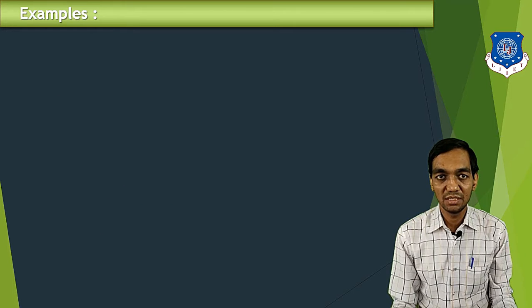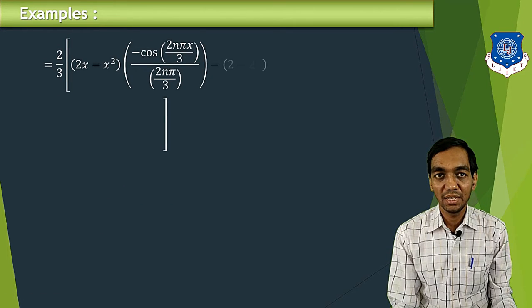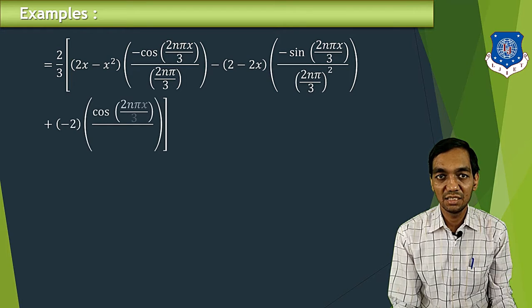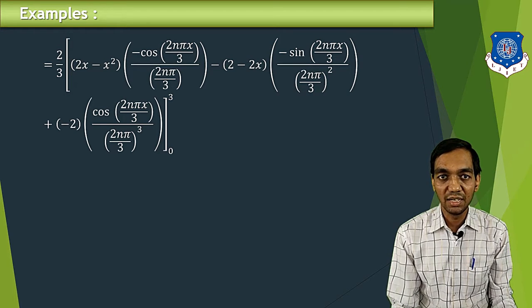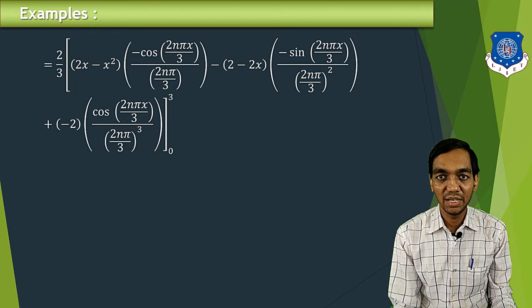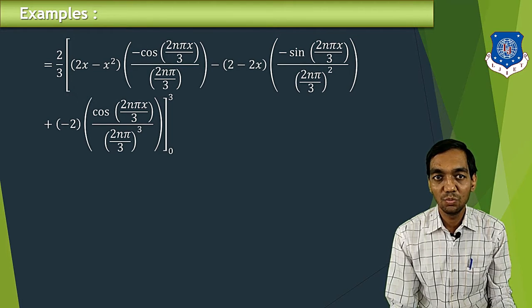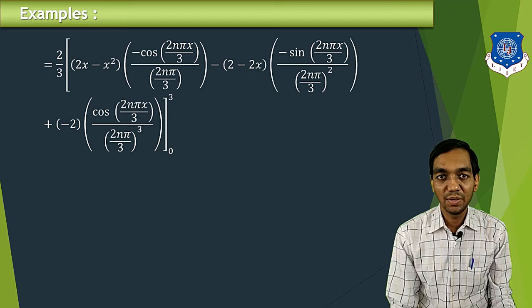Now use integration by parts, that will give you 2 by 3 into the bracket 2x minus x square. Sine has an integration minus cos, so minus cos 2n pi x by 3 divided by 2n pi by 3. Minus derivative of 2x minus x square, that will be 2 minus 2x, and minus cos has an integration minus sine 2n pi x upon 2n pi by 3 the whole square. Now again the derivative of this term is minus 2 and minus sine has an integration minus cos, so minus minus plus, that will give you plus cos 2n pi x by 3 divided by 2n pi by 3 the whole cube. Simplify these terms and write the denominator to the numerator.